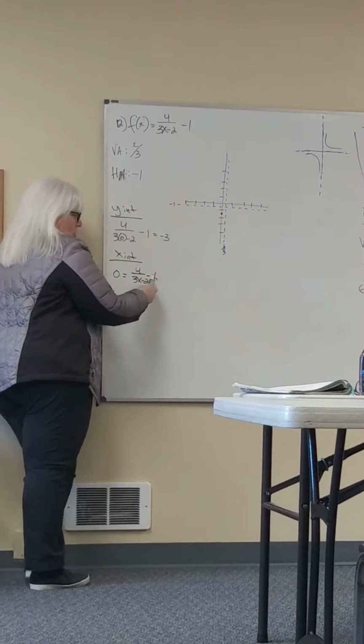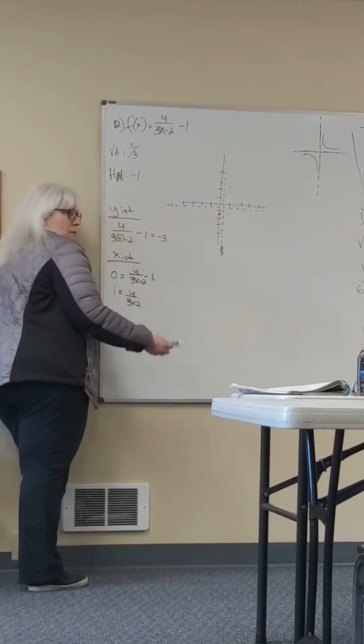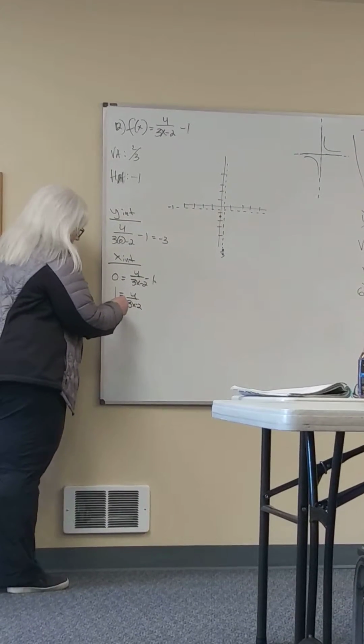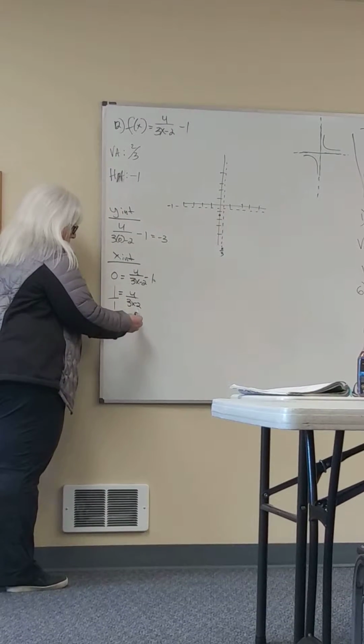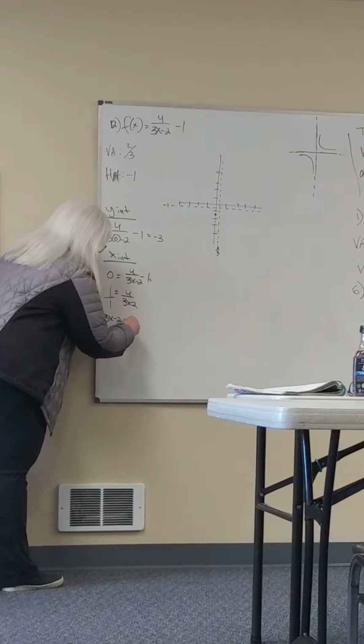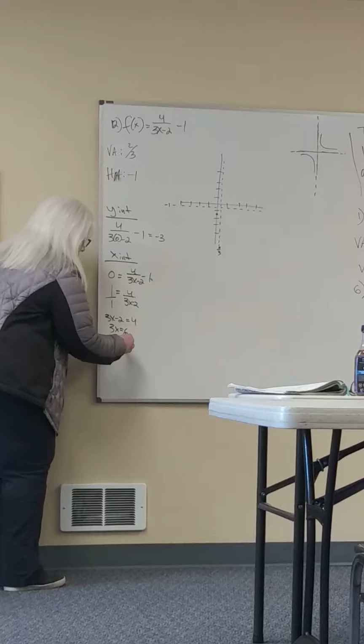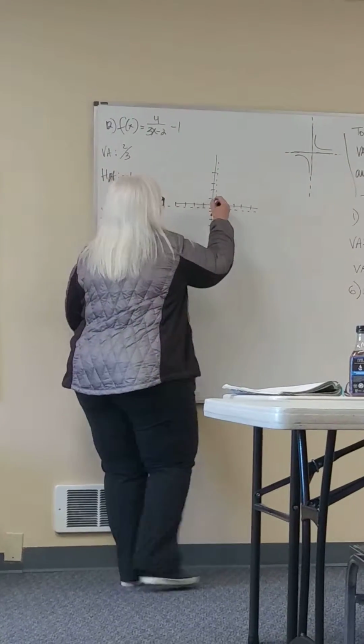Right? There's your equation. You're going to go plus 1. Put this over 1. So you go this times this equals this times this. So 3x minus 2 equals 4. So 3x equals 6, so x equals 2. You go to 2 and put a point.